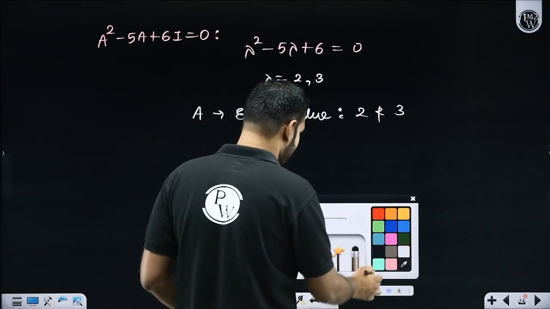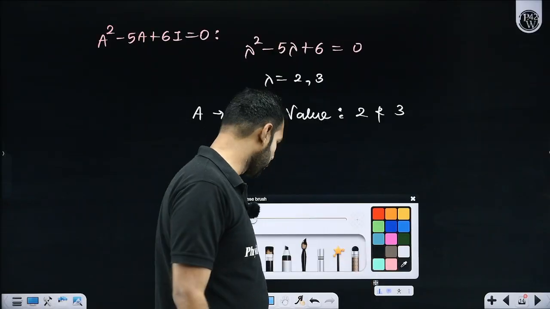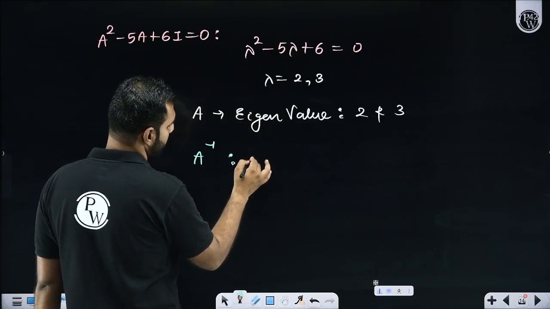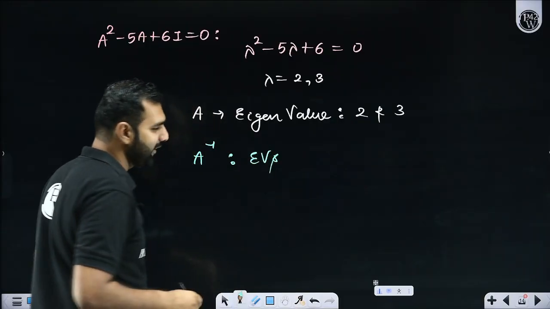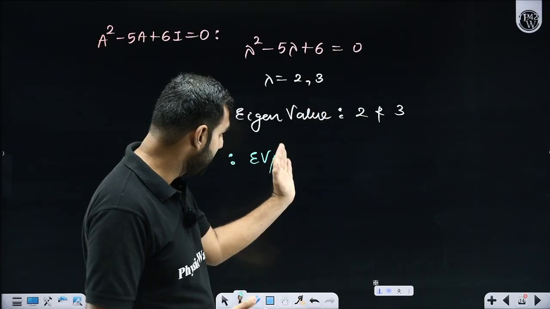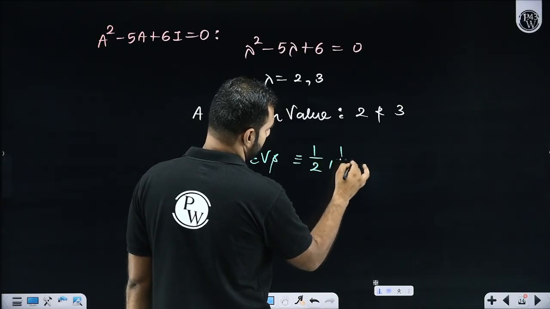If I begin with the first statement, it is what I have already said so far: if I ask you the eigenvalues of A inverse, then we know it will be the reciprocal of the eigenvalues of A. They were 2 and 3, so its eigenvalues will be 1 by 2 and 1 by 3.